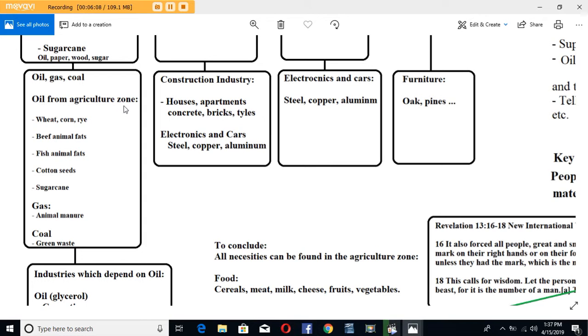Oil can be produced from wheat, corn, rye, beef animal fats, fish animal fats, cotton seeds, sugarcane. Gas can be produced from animal manure. Coal can be produced from green waste.